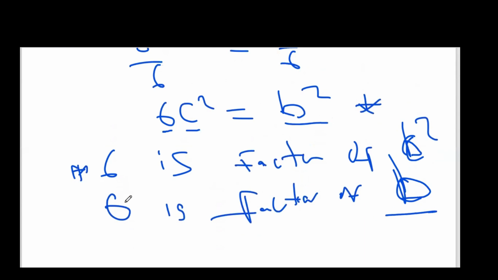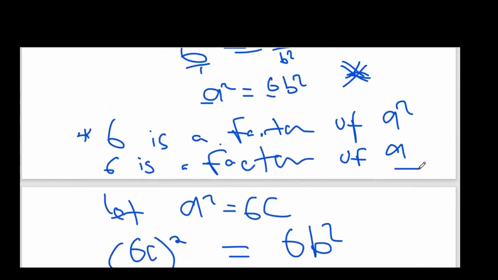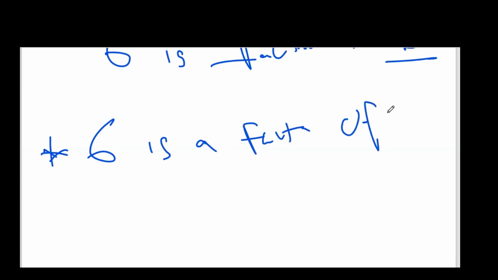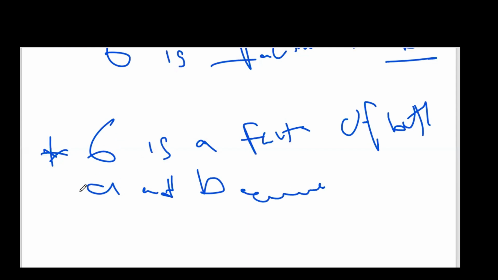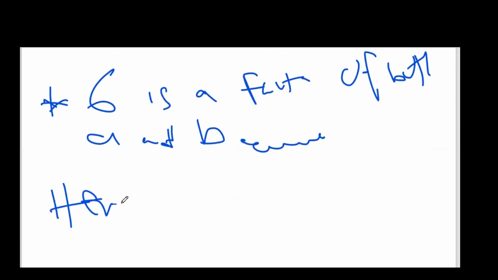So now by contradiction, we can see that 6 is a factor of b here, and even here, 6 is a factor of a. So both a and b have a factor of 6. But remember, our assumption was that a and b are in the lowest terms. They can't have a common factor, right? So this is the contradiction we are finding here, that 6 is a factor of a and b. And then you're going to say, hence, by contradiction.